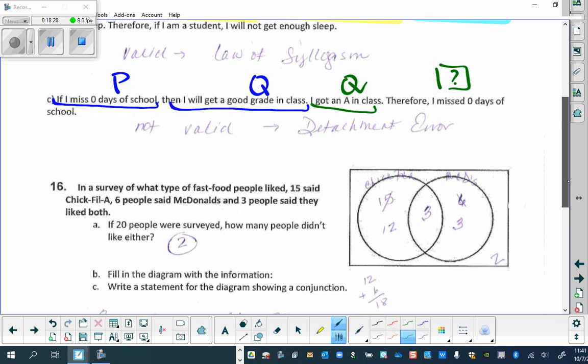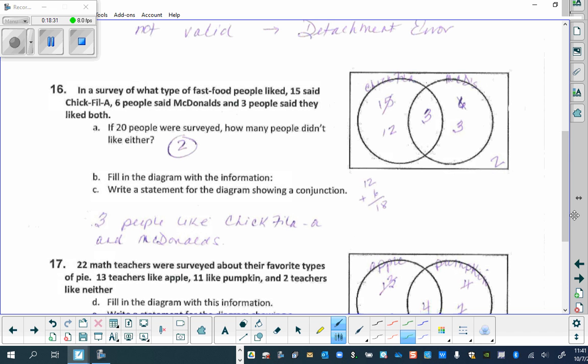All right, our Venn diagrams. In a survey of what type of fast food people like, 15 people like Chick-fil-A. 6 people said McDonald's and 3 people said they liked both. So when I go to fill out this diagram, I put my 15 people liking chicken. I put my 6 people liking McDonald's. But as soon as I put my 3 people that like both, in my circle now I have 18 people. That's 3 too many, because these 3 were double counted in both surveys.